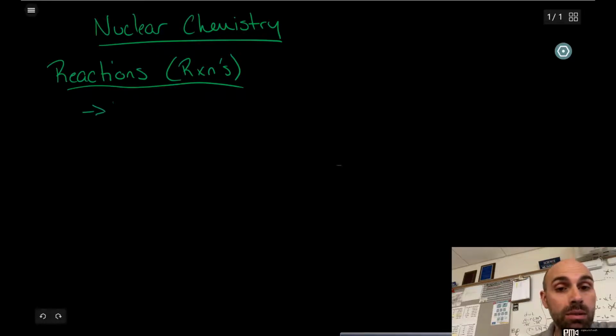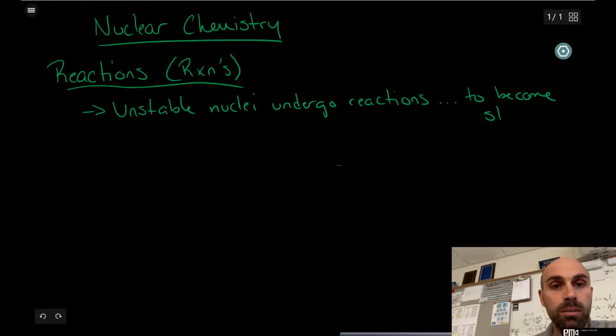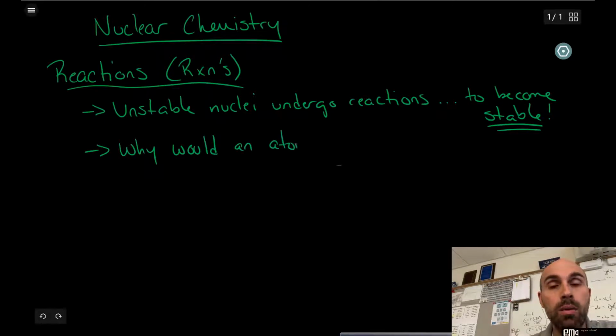Looking at unstable nuclei, they will undergo radioactive decay or nuclear reactions, and the whole purpose of them undergoing these reactions is to become more stable. See, atoms always want to be more stable. They will do anything to be more stable. They do not want to be unstable, if you didn't get that. So thinking about that, why would an atom be unstable? Well, think about where the majority of its mass is, in the nucleus, that small little inner circle there.